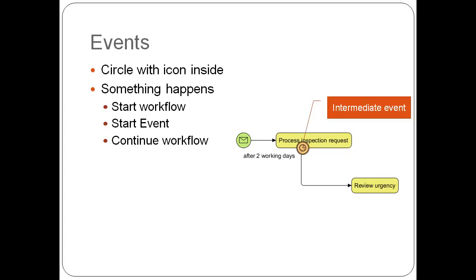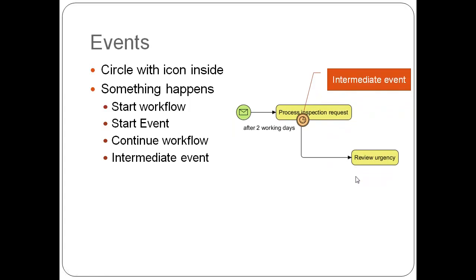This is an example. We receive the message, and then we start our process. We start the workflow process inspection request. And this process inspection request could take 5 minutes, or 1 day, or even 3 days. But we can insert an intermediate event, say after 2 working days, that will do another thing. When we process requests, we may pipeline a lot of requests here, but in case there is a request that hasn't been processed for 2 days, then it will go to do another thing.